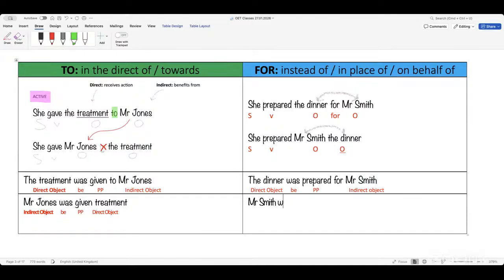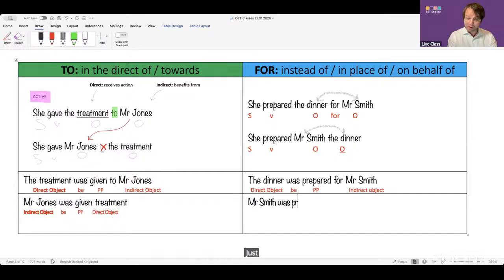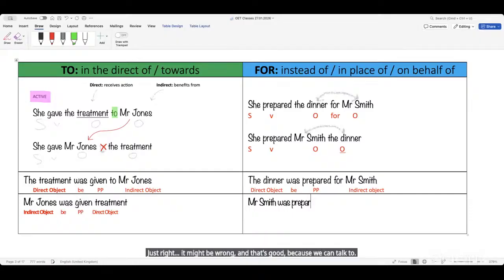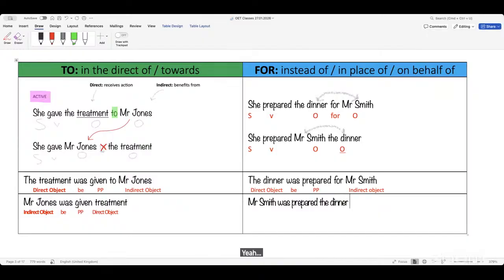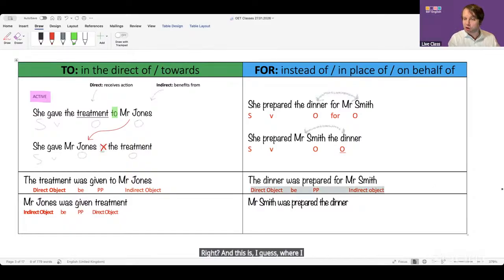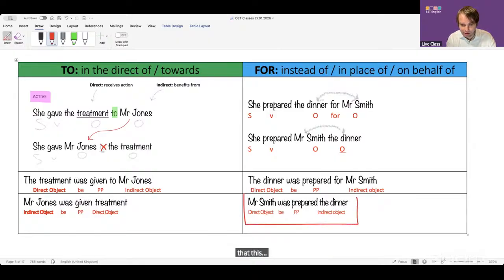Mr. Smith was prepared the dinner. It might be wrong, and that's good. Does that sound right to you, guys? No. Right? And this is where I wanted to finish. We're going to talk about the reasons why tomorrow. But you need to be aware that this sounds really bad to a native speaker and will be a grammar mistake in the exam.